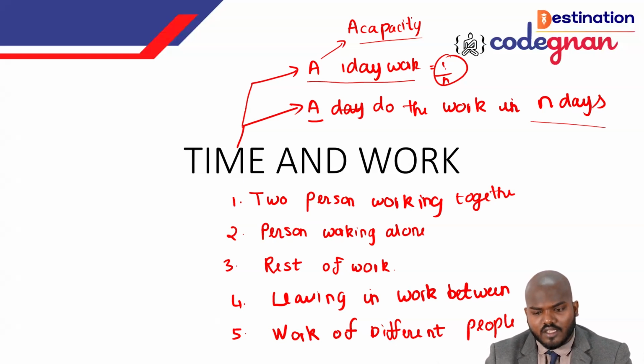And the fourth type, leaving the work in between. Leaving the work in between means A and B are continuously doing the work, and after 7 days B left. Then A and C continue until the remaining work is done. This is how the leaving the work in between type will come.